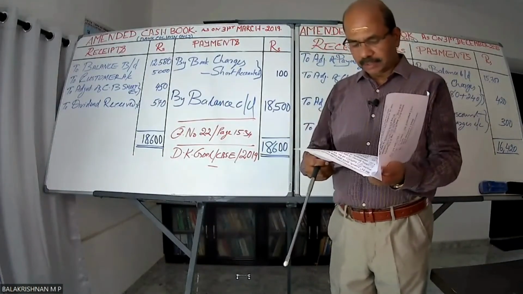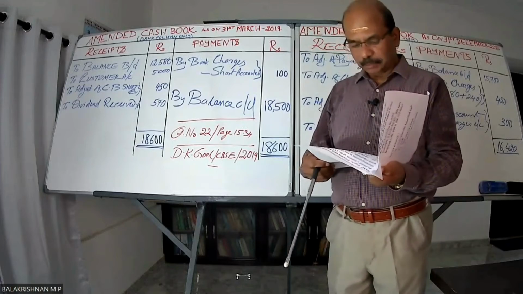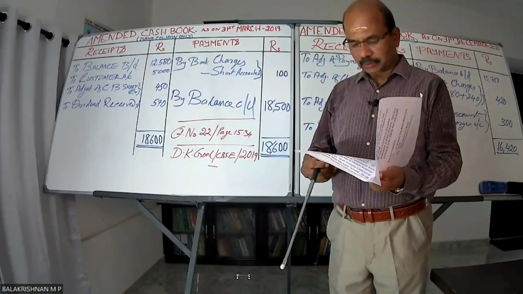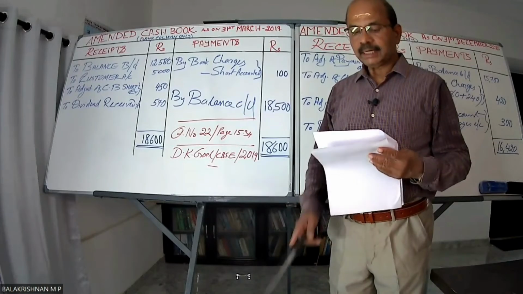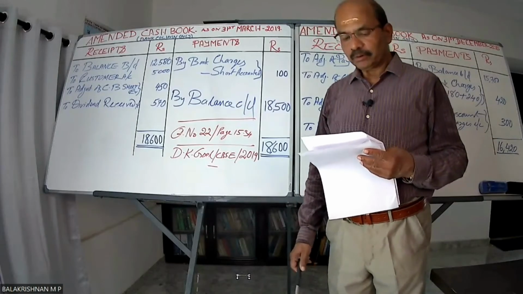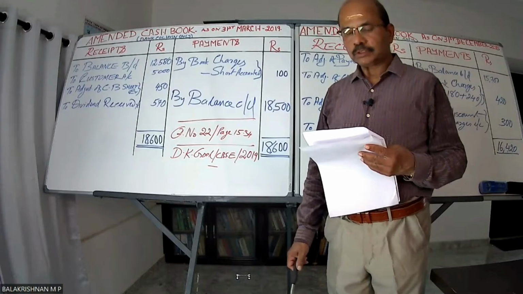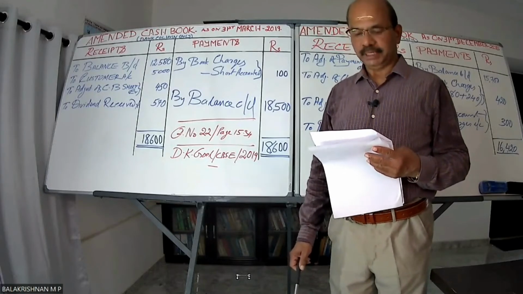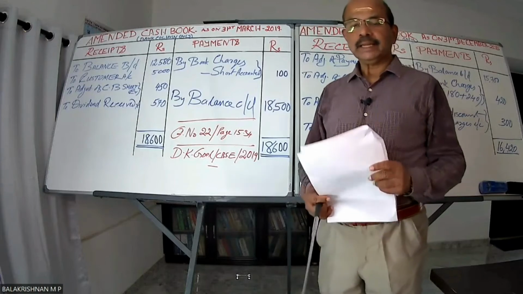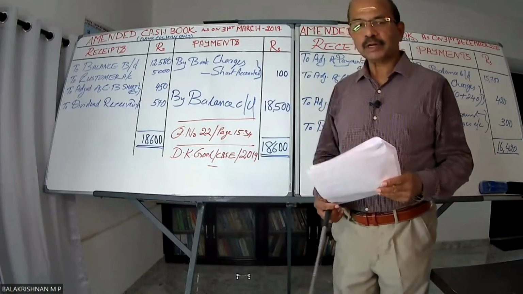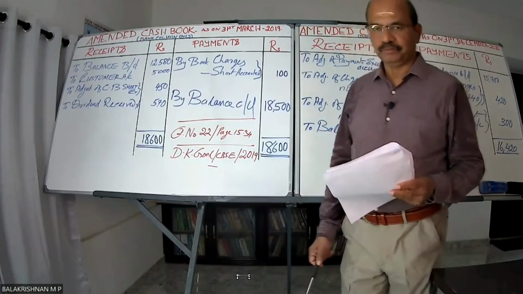On 31st March, cash was deposited into the bank, rupees 12,720. But the cashier debited the bank account rupees 12,270 by mistake. Okay. That means a cash deposit entry was short accounted to the extent of 450.